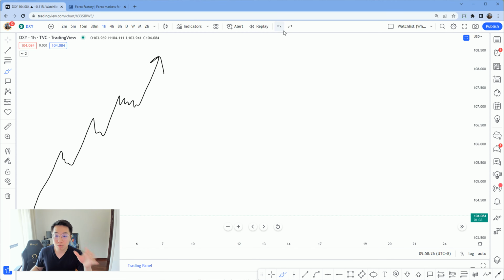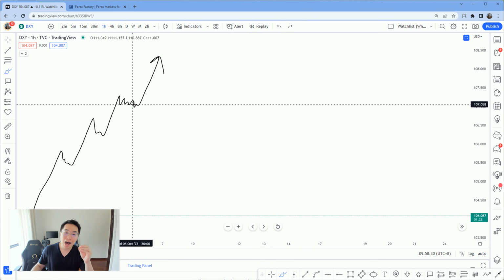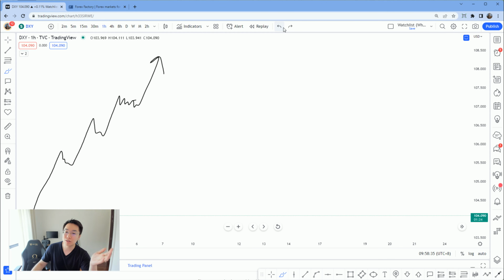So these types of pullback are very easy to trade because it's hard for you to get stopped out. Unless your stop loss is really tight like this, then you might get pinged out for no reason. It's really easy to trade.